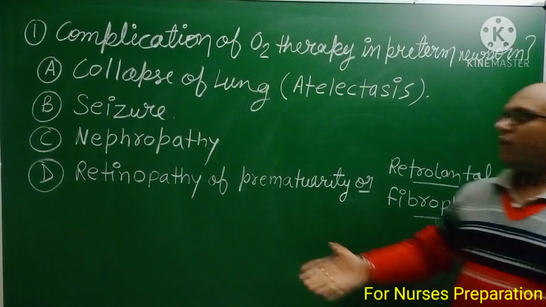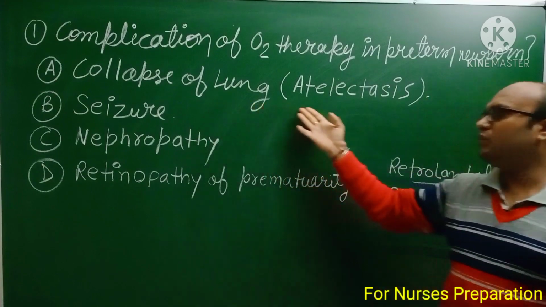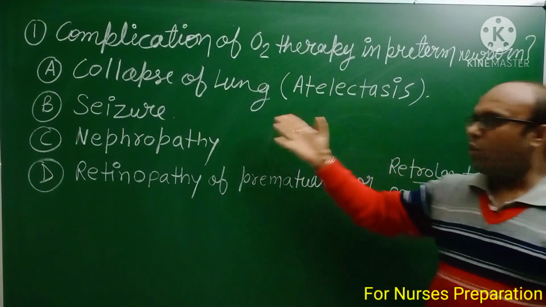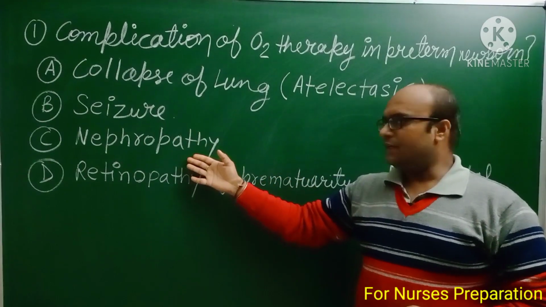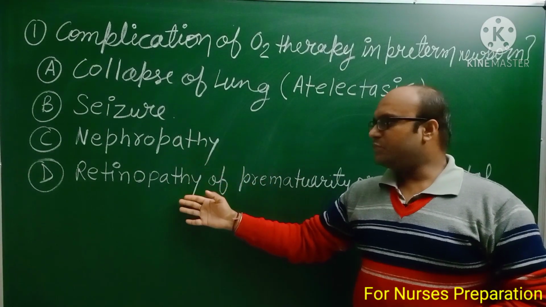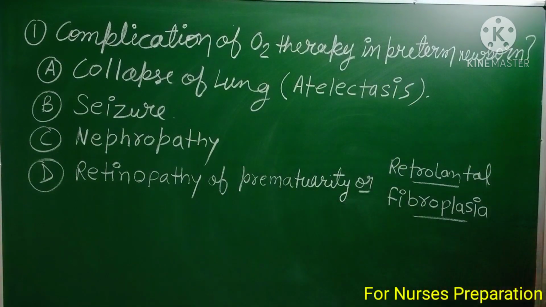Option A, collapse of lungs. It is also known as atelectasis. Option B, seizure. Option C, nephropathy. Option D, retinopathy of prematurity or retrolental fibroplasia. If you know the answer, you can write the answer in the comment section below. Complication of oxygen therapy in preterm newborn.